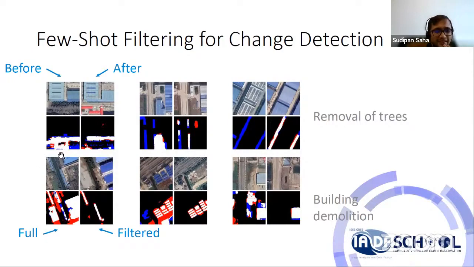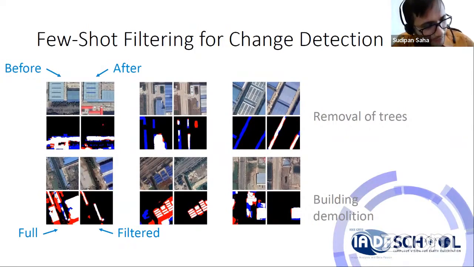So previously, with the full model, we get everything as white. The white means changed pixels here, right? However, after we use the fine-tuned model, what we get is only this, that is, only the removed trees. Here is another example for building demolition. So what we see is that if we have some few labeled examples, we can fine-tune a few layers, maybe the last layer or last two, three layers, something like that. We can fine-tune for our specific task. Yeah, so this is another type.